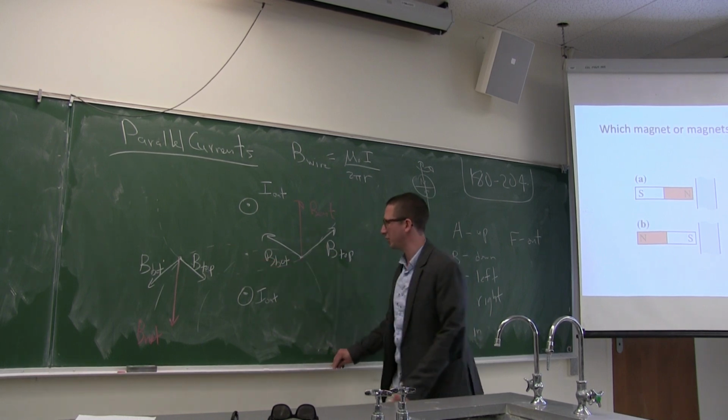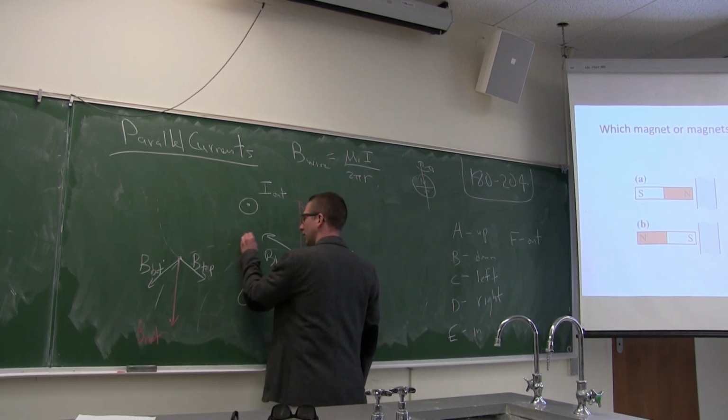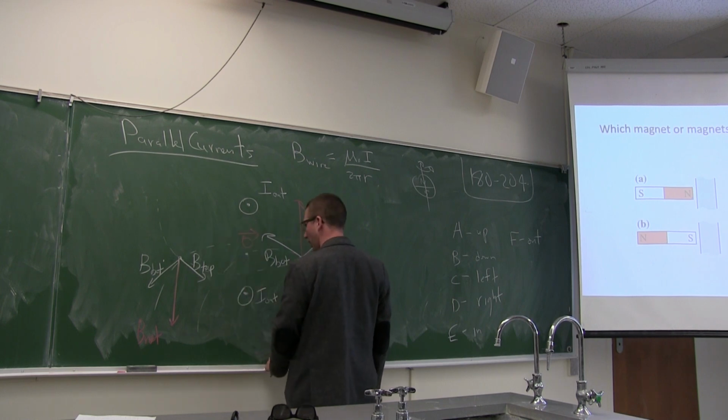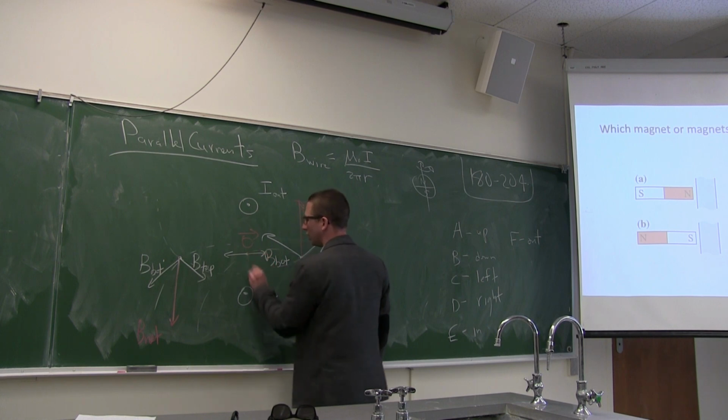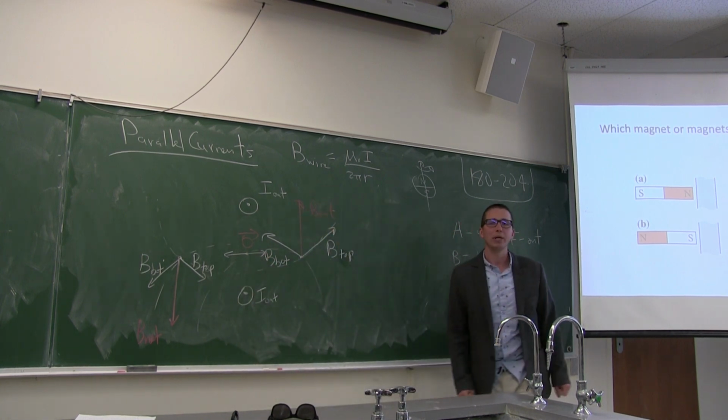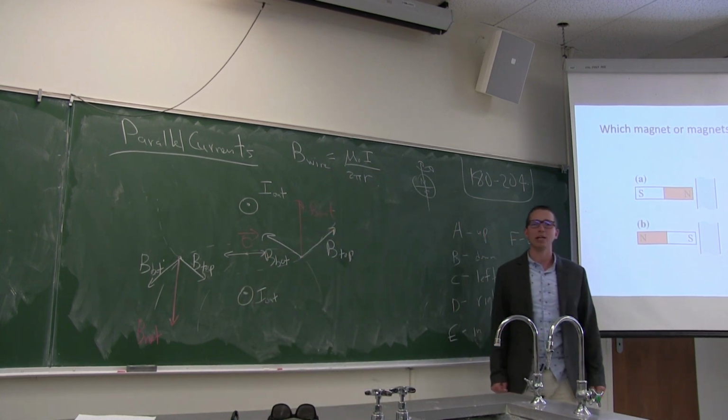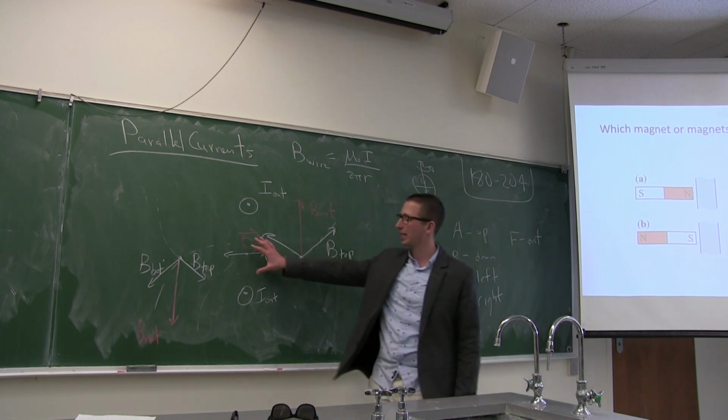It's 0, because now they cancel each other out. Exactly. It's going to be 0 right in the center because the two fields will be pointing in the opposite direction and they'll have equal magnitude. So they'll cancel each other out exactly.